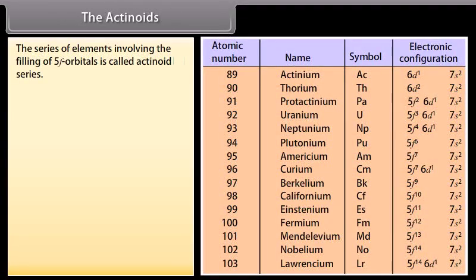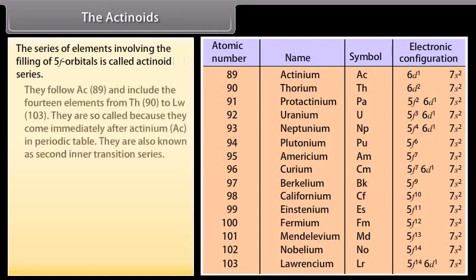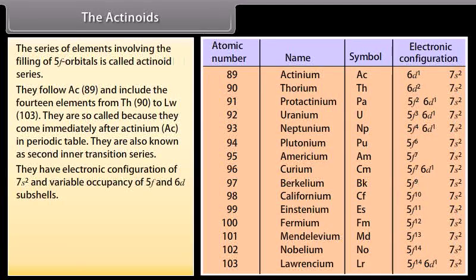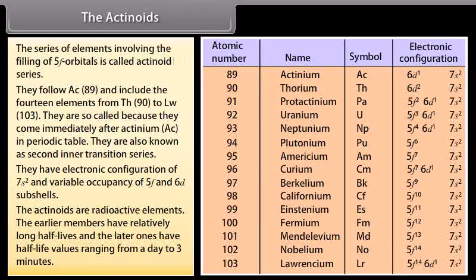The actinoids. The series of elements involving the filling of 5f orbitals is called the actinoid series. They follow actinium and include the 14 elements from thorium to lawrencium. They are so called because they come immediately after actinium in the periodic table. They are also known as the second inner transition series. They have an electronic configuration of 7s2 and variable occupancy of 5f and 6d subshells. The actinoids are radioactive elements.